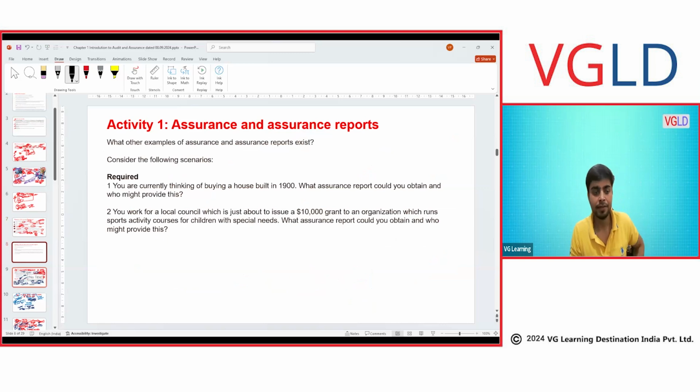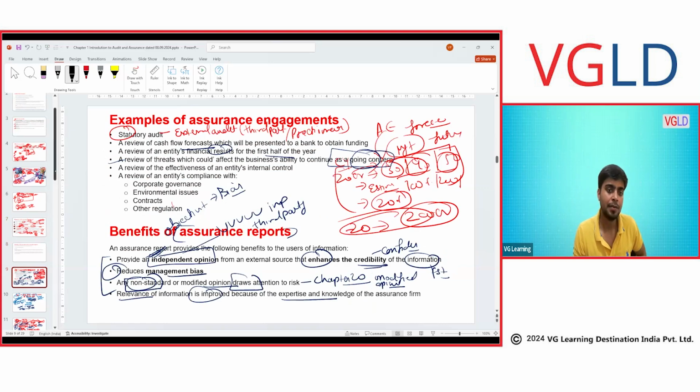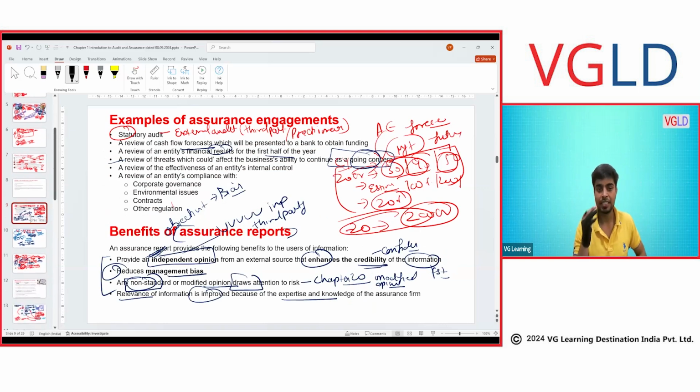This was activity one. And then there were some examples of assurance engagement: statutory auditor, review of cash flow, entity's financial statement, forecast for 1 year. These are some examples. Whereas external audit or statutory audit, which we do as per compulsory requirement, is a reasonable assurance example. What is reasonable assurance? What is limited assurance? That we touched on in the last class, right?